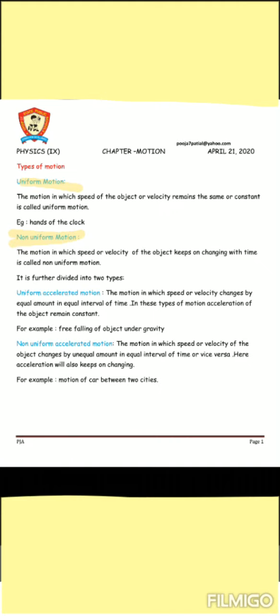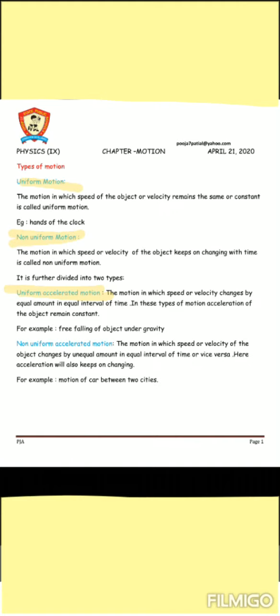For example, if anything is in motion, in the first second its speed increases by 5, in the second second its speed becomes, suppose, 10, in the third second its speed becomes 15. So in every second the speed is increasing by 5. In such a case the acceleration is constant. Such type of motion is called uniform accelerated motion. Here the speed changes because it is accelerated motion. Whenever there is acceleration, speed will change.